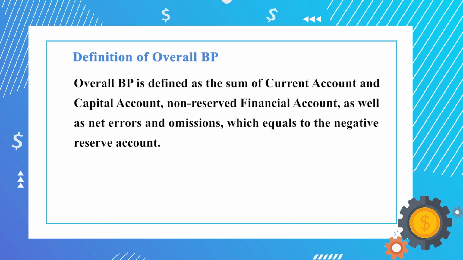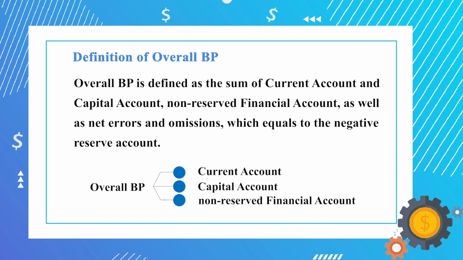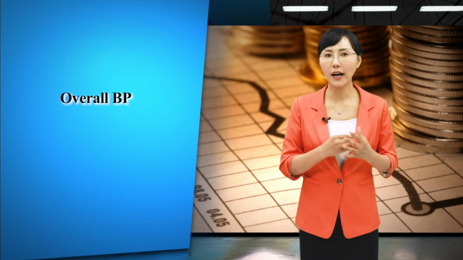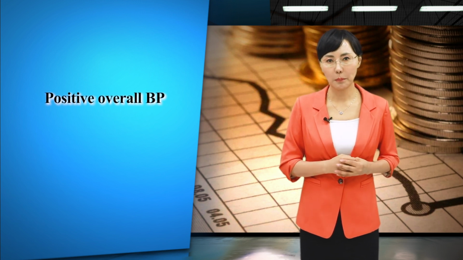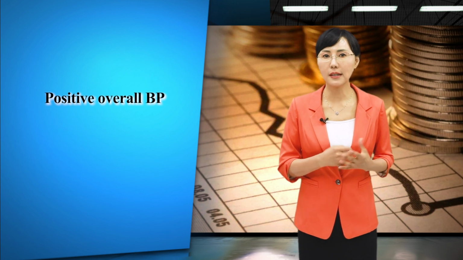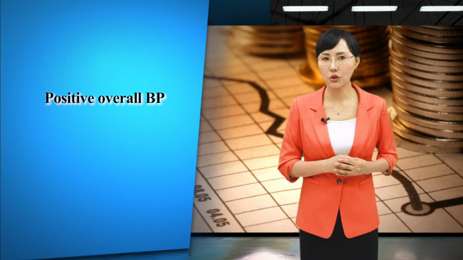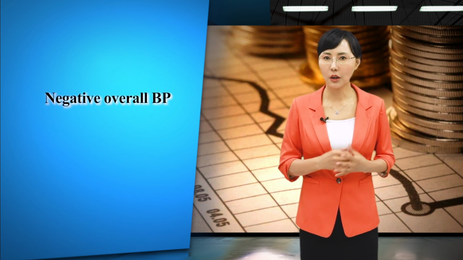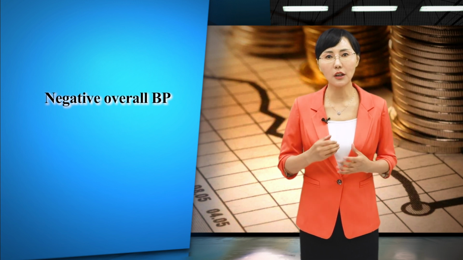Overall BP is defined as the sum of current account, capital account, non-reserve financial account, as well as net errors and omissions, which equals the negative of the reserve account. Overall BP reflects the influence of a country's BP on its official reserve. Positive overall BP means a country's BP is in surplus. Its official reserve will be increased. On the contrary, negative overall BP will cause official reserve to decrease.